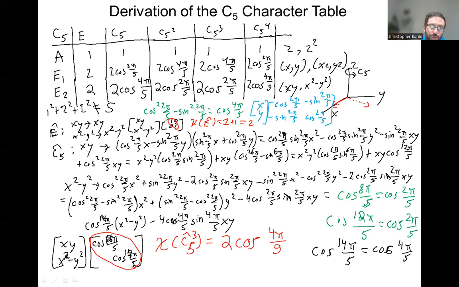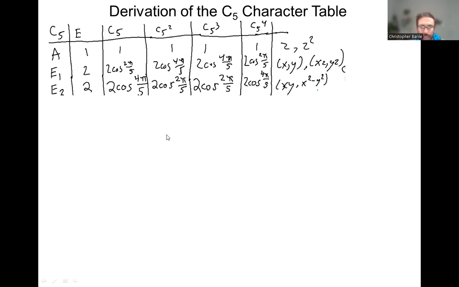Also, we know the sum of the squares of the dimensionalities, which is the character under the identity, has to equal the order of the point group, which is the number of symmetry operations in the point group, which is 5. 1 plus 1 plus 1 plus 1 plus 1 is 5. But 1 squared plus 2 squared plus 2 squared does not equal 5. So we have a problem. And so what we have to do is get into imaginary numbers.